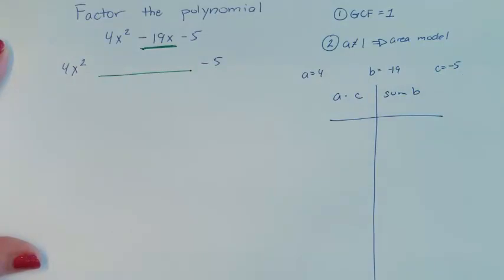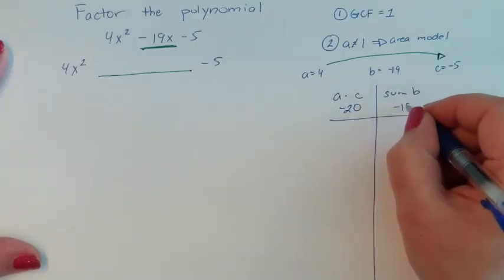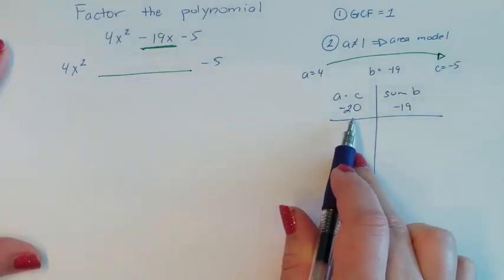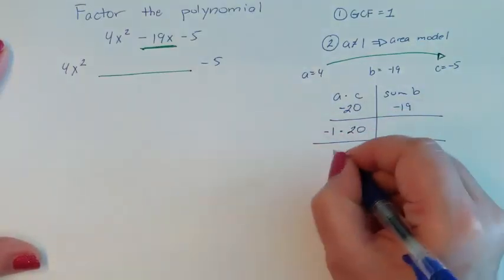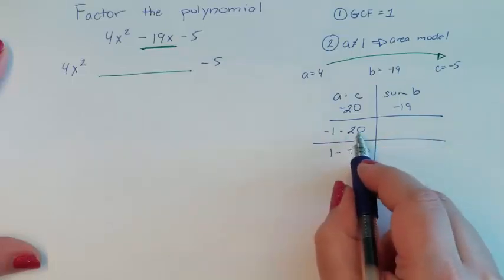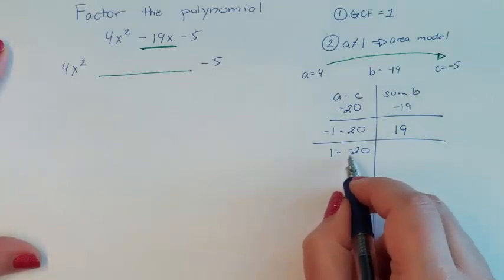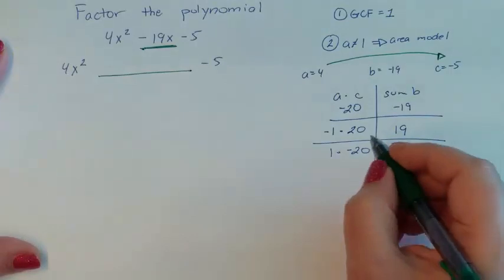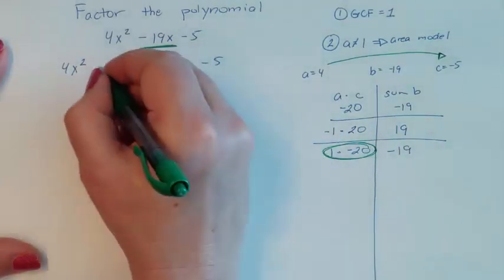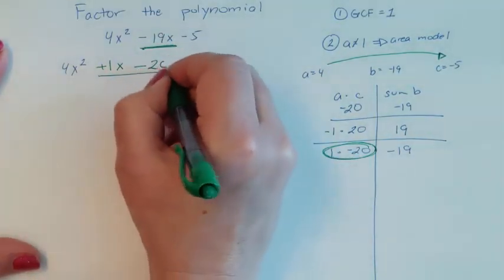We get that by doing A times C, and the numbers need to add up to B. So looking at my numbers, A times C, 4 times negative 5, is negative 20. And then my B is negative 19. I need to find all the ways to multiply to get negative 20. So I know either the 1 is the negative or the 20 would have been the negative, because both of these multiply to give me negative 20. Negative 1 plus 20 would have given me 19. 1 with a negative 20 would have given me a negative 19, which is the number we were looking for. So the 2 numbers we are going to use are a positive 1, and it's an x because we were splitting the x's, and a minus 20x.